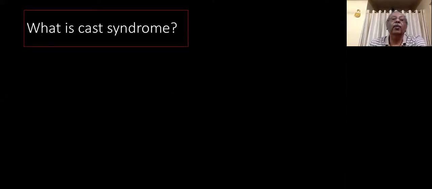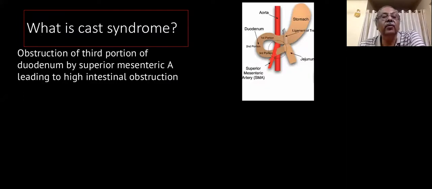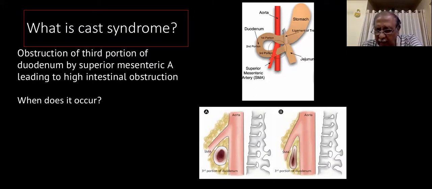What are the problems in a spica? One important problem is the cast syndrome. What is cast syndrome? It is the obstruction of the third portion of the duodenum by the superior mesenteric artery, leading to a high intestinal obstruction. So it is the superior mesenteric artery that gets compressed, and this leads to an intestinal obstruction. So whenever you are putting a spica or a spinal jacket, especially after correction of scoliosis, you need to examine the abdomen. How will you examine the abdomen?